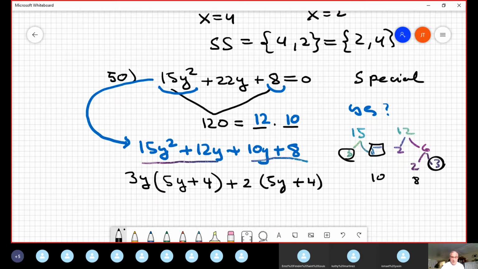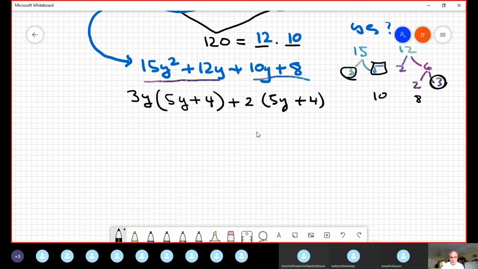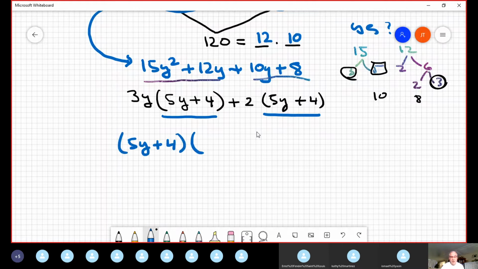Nice, because in this moment I am super happy, because the factor 5y plus 4 is the same. Look, this factor is the same. I factor out one more time 5y plus 4. Inside the last parenthesis, I copy 3y plus 2, equal to 0. Okay. Now, the last part is super easy. I separate in two factors.